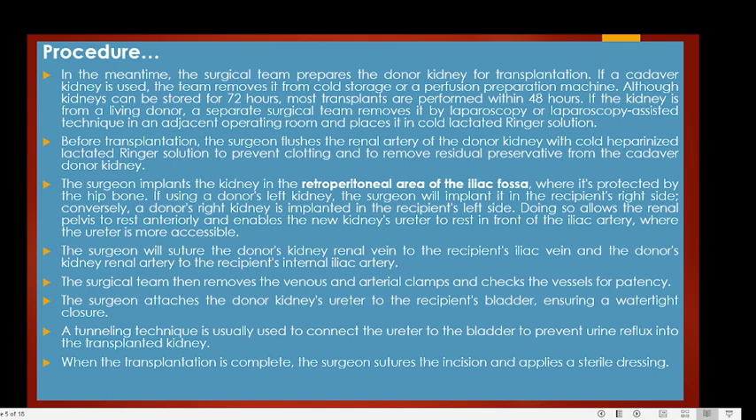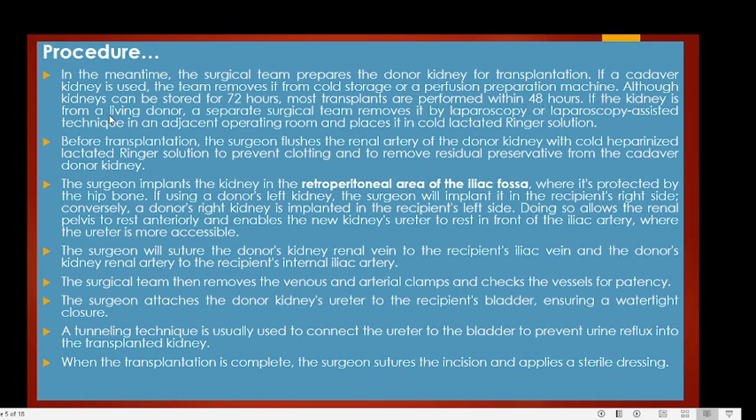In the meantime, the surgical team prepares the donor's kidney for transplantation. If a cadaver kidney is used, the team removes it from the cold storage or the perfusion preparation. It can be stored for 72 hours. But although it can be stored for 72 hours, most transplants are performed within 48 hours.